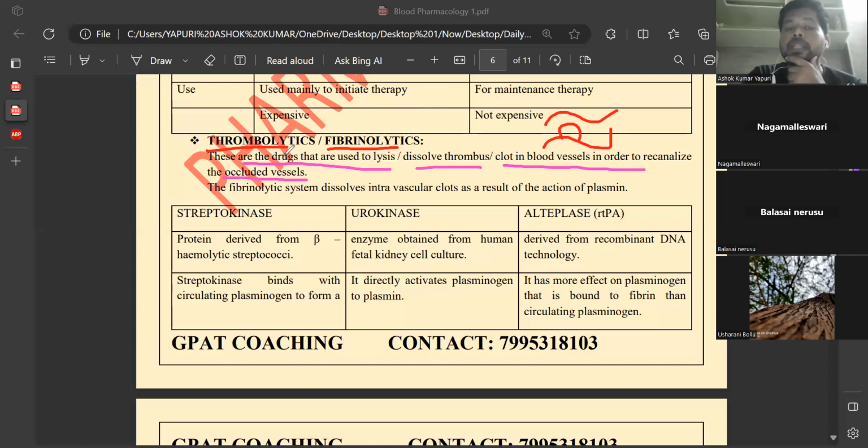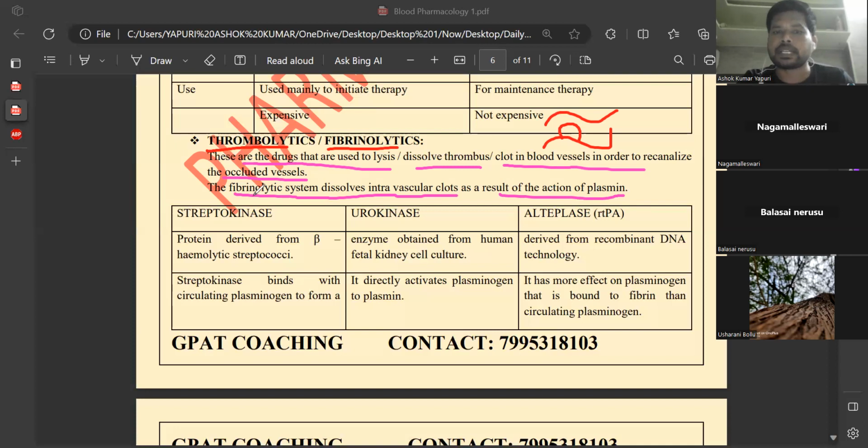How are they helpful? They break down the thrombin as well as thrombus as well as fibrin. Fibrin is a mesh polymer. A single fibrin unit becomes a polymer unit. The polymer fibrin is insoluble and becomes a meshwork-like structure. That meshwork-like structure attracts more platelets and is responsible for clot formation. And here the fibrinolytic system dissolves intravascular clots as a result of the action of plasmin.